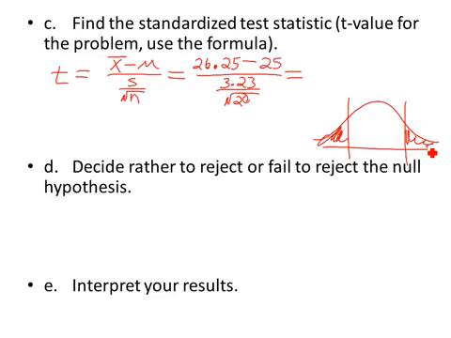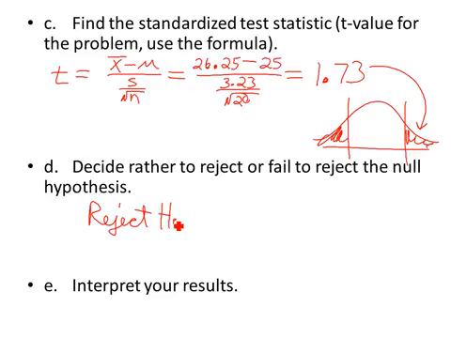Is everybody scared? 1.73. Look back at your little graph that you had on the other one. Where does 1.73 fall? Does it fall here? Probably not. Does it fall here? If it falls there, what's that tell us? Reject. We reject the null.